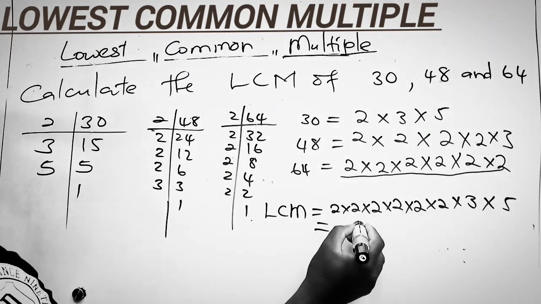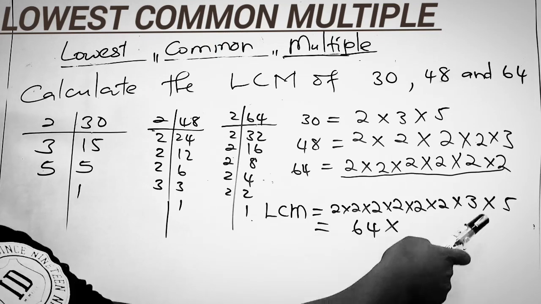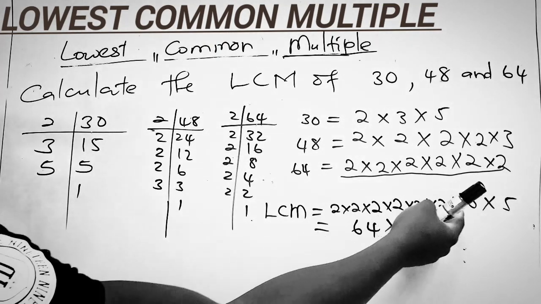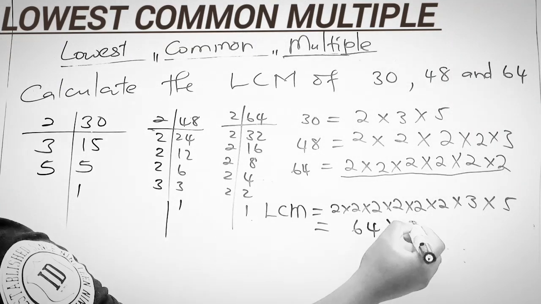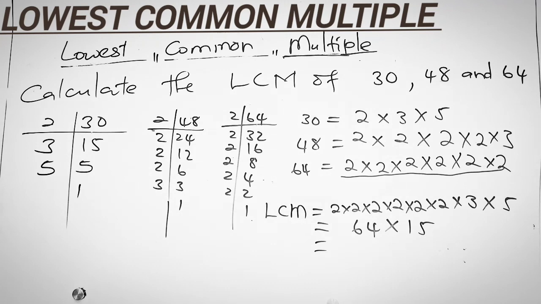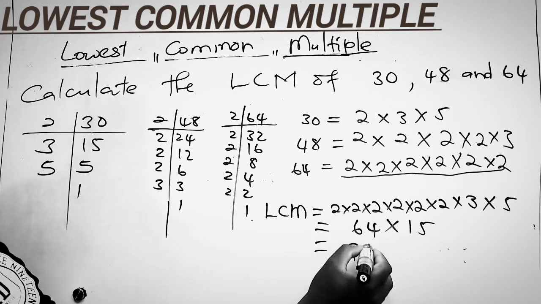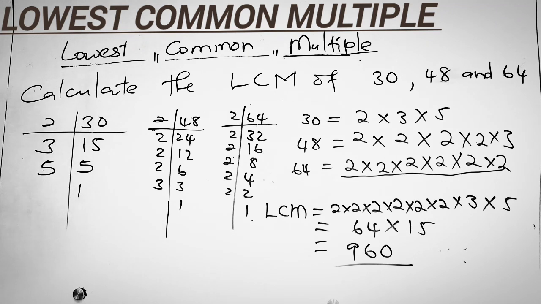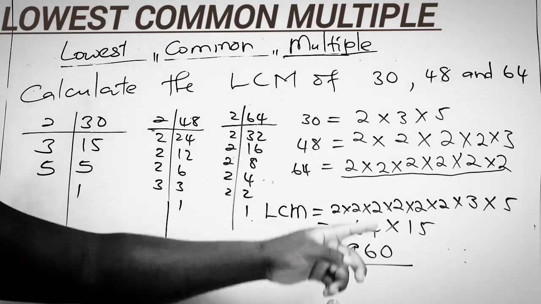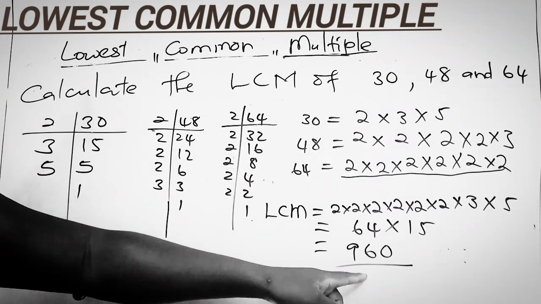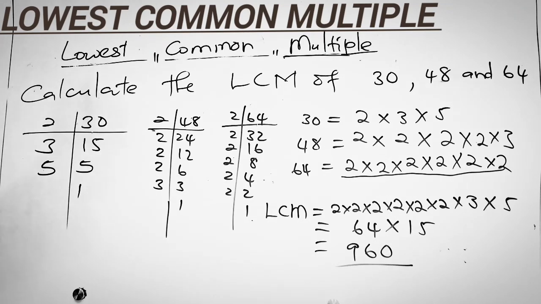This part is equal to 64, and then this part, 3 times 5, we get 15. So 64 times 15 is 960, which is our LCM. So if you check, 30 can be divided into 960, 48 can also be divided into 960, as well as 64.